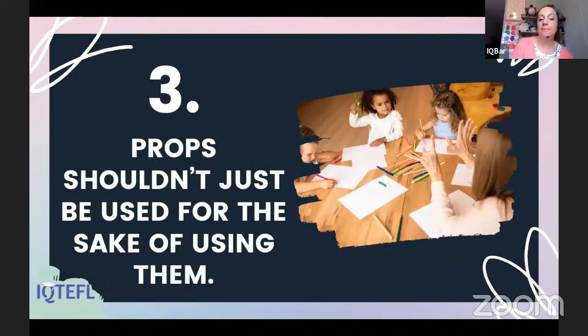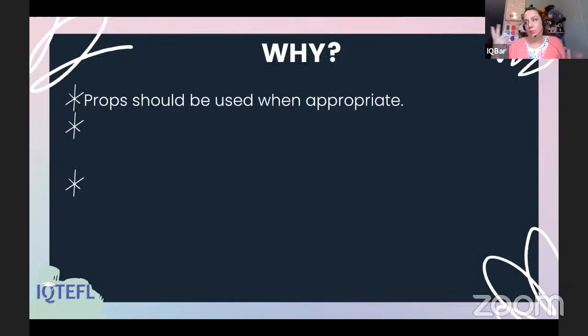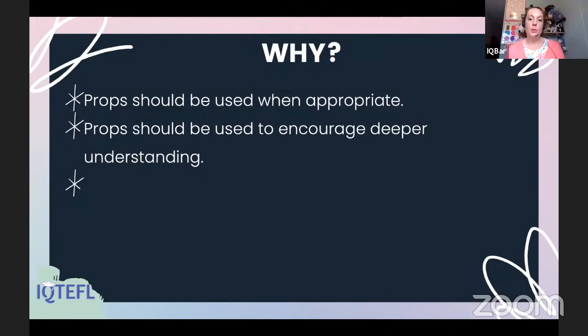So number 3, props shouldn't just be used for the sake of using them. So let's have a look at this a little bit more. Why don't we just use them because we can? Because as we've said, they need to be used when it's appropriate, when it's relevant. There's no point using a soft toy or something like this if it's got nothing to do with the lesson that you're teaching. What's another reason why this is important?